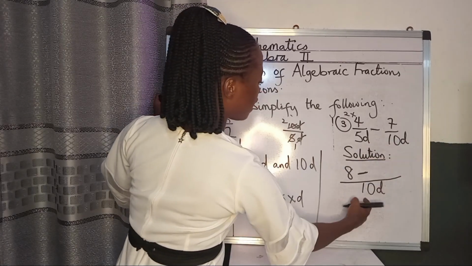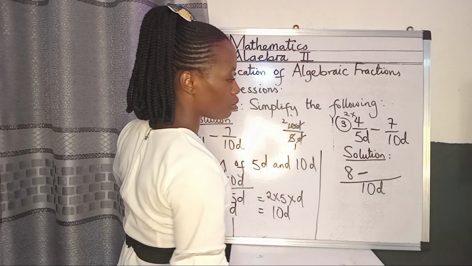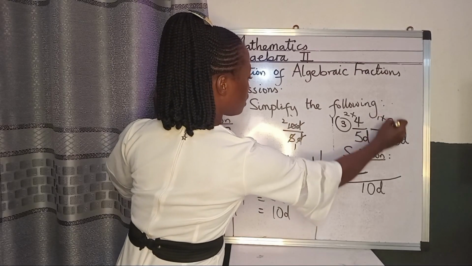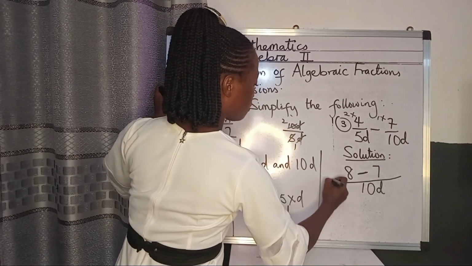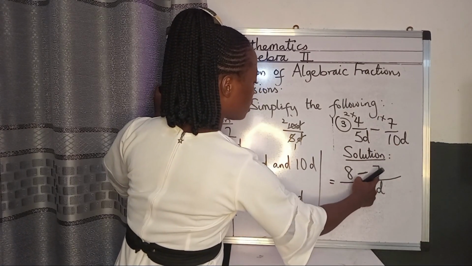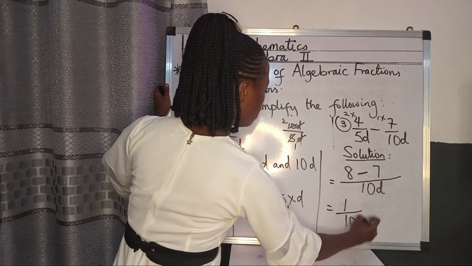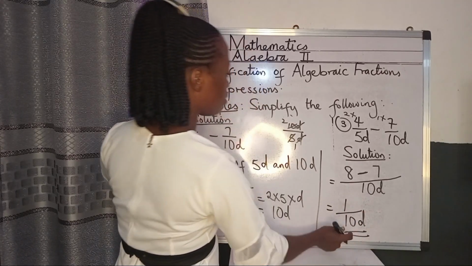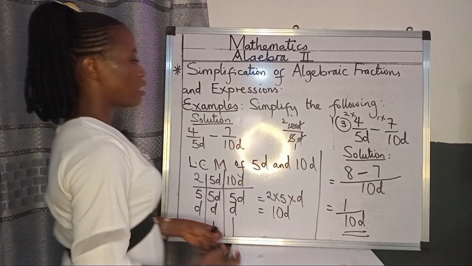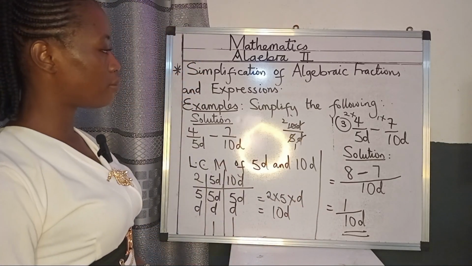Now, 10d divided by 10d is obviously 1, right? 1 times 7 is 7. 8 minus 7 is going to give you 1 over 10d. So you have finally simplified this, and that becomes your answer.